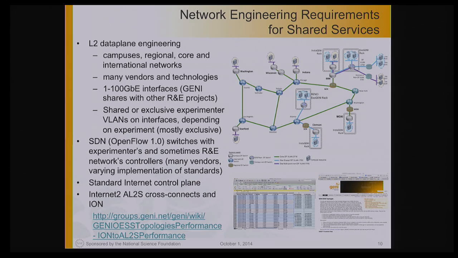We support lots of vendors in Genie. We explicitly want to be interoperable. We support interfaces from 1 gigabit to 100 gigabits. There's no SDN interface that operates at 100 gigabits right now. The highest you can go is 40, but we share links with other research programs, so that's why the 100 gig is on the list.